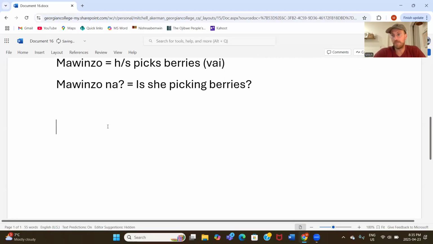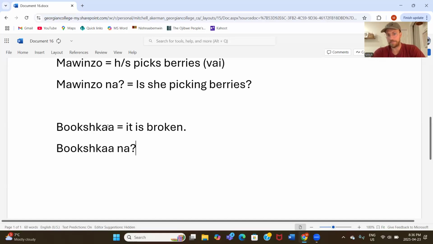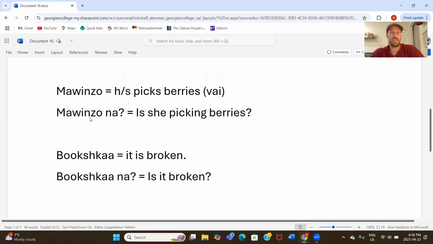That also works for VII verbs. So again, I can take a VII like bokshka, and bokshka is a VII that means it is broken, period. If I say bokshka na, it then makes the question, is it broken? And that's that. So really easy with a VAI or a VII, pretty straightforward, especially when there's just the one word.